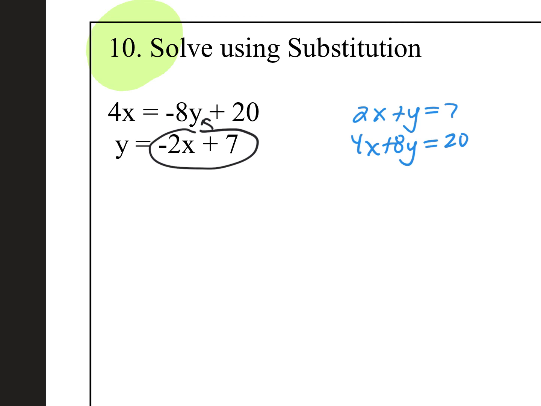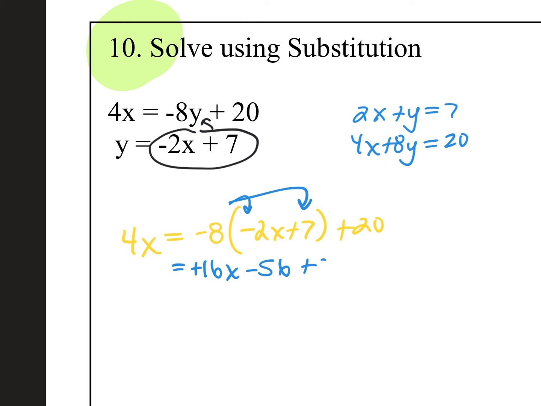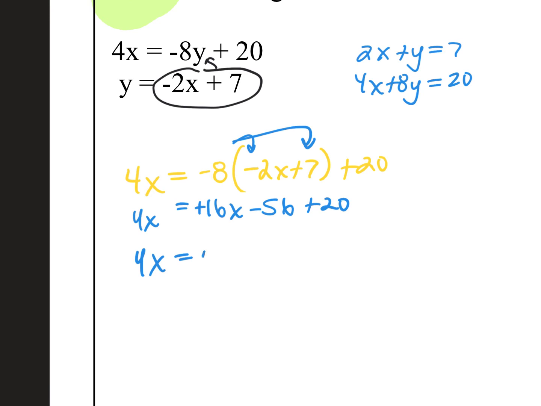So we're going to say 4x equals, so I'm going to say negative 8. I'm going to substitute in. Instead of that y, I'm going to put negative 2x plus 7, right? And then plus 20. So now we go back to middle school and we just distribute and combine like terms. So positive 16x minus 56 plus 20 equals 4x, right? So 4x equals, what's negative 56 and a positive 20? Negative 36. So 16x minus 36.